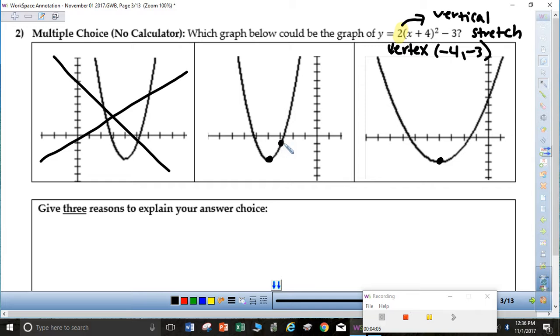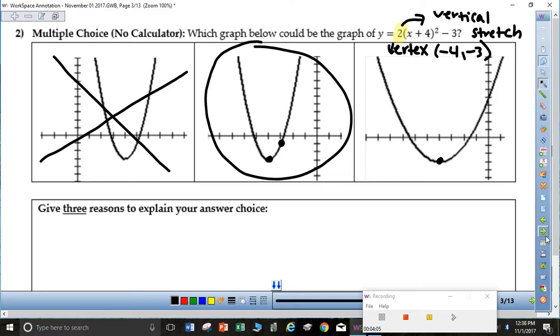It's a little bit hard to see since it's not on a grid. I took these snapshots from a graphing calculator screen. But if you look in the x direction over 1 and then in the y direction up 2, so that's an indication that it's got that vertical stretch. And so we're going to choose this middle graph. Three reasons to explain our answer choice. So the vertex is a reason, the vertical stretch is a reason, the fact that it's concave up, since it's a positive number in front, that could be a reason. You could also say left 4, down 3. Those are other reasons.